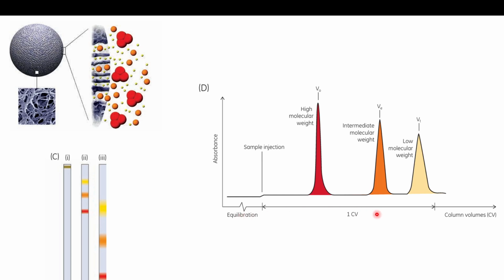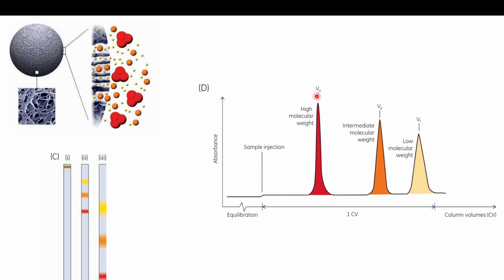This is the absorbance, this is your column volumes, which means the buffer volume at which the molecules in the mixture are coming out. So you inject your sample here, okay, and now this is your high molecular weight, the red one, which comes out first, followed by this intermediate molecular weight, the orange ones, that comes out next, and then in the end, this yellow one, the smallest particles, the low molecular weight particles, come out.